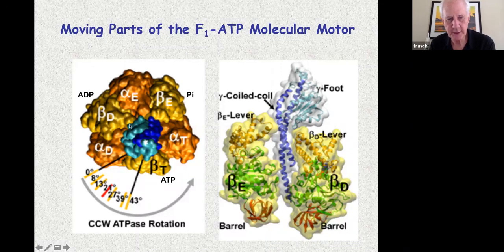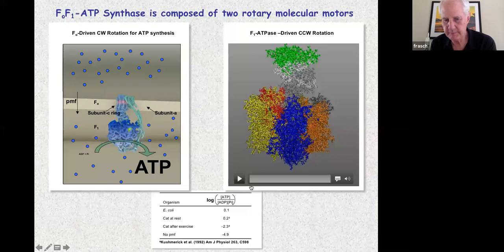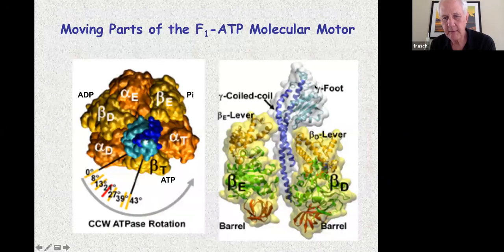So if we just look at a cross section from the side of this, you can see here's the gamma subunit, and there are 2 domains. There's this coiled coil domain that protrudes down the drive shaft, and then there's also the foot domain that protrudes out from the base, and that connects up here to the C ring. The beta subunits have 3 domains.